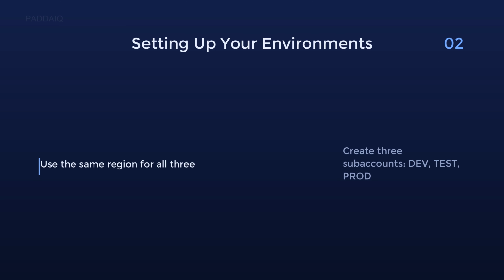Use the same region for all 3. This ensures your subaccount, development, and production environments are geographically close, minimizing network latency for smooth communication. For instance, if your team is in Europe, select Europe, Frankfurt for all 3 setups. This simple step prevents potential integration issues and keeps your application running efficiently.